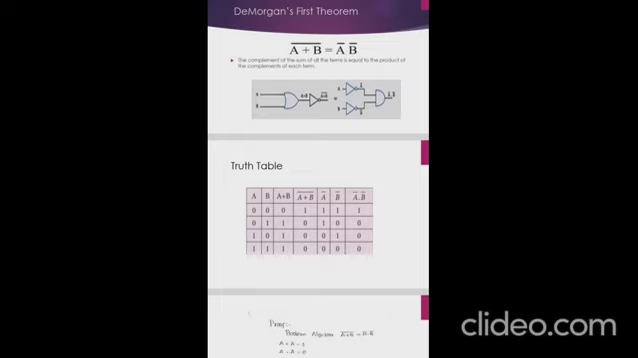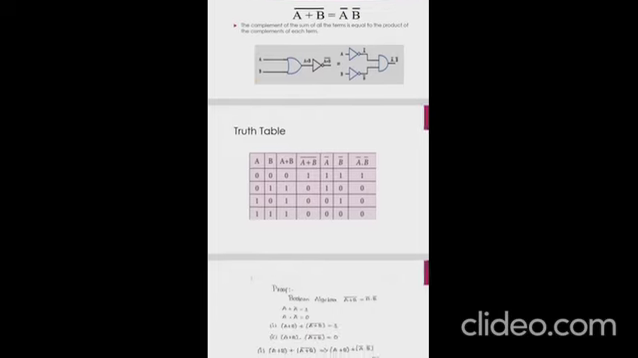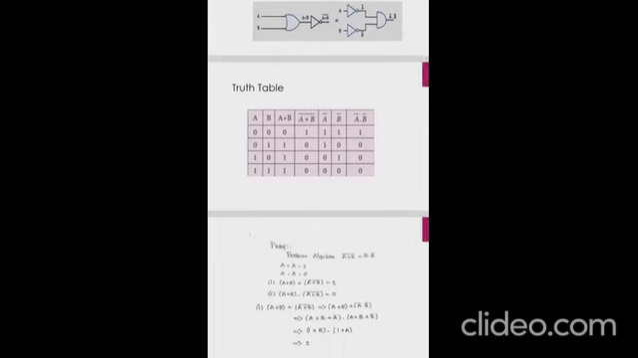Now let us prove it with the truth table. Here A and B are the inputs: 0 0, 0 1, 1 0, 1 1. These are all the combinations of inputs. So A plus B: 0 plus 0 is equal to 0, 0 plus 1 is equal to 1, 1 plus 0 is equal to 1, 1 plus 1 is equal to 1.